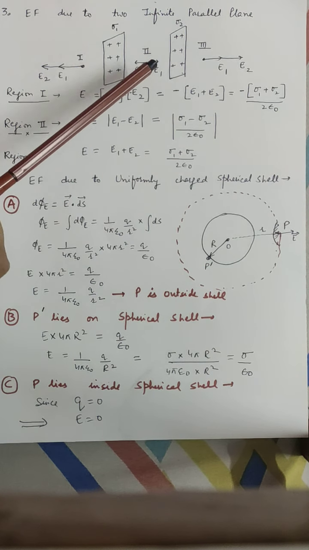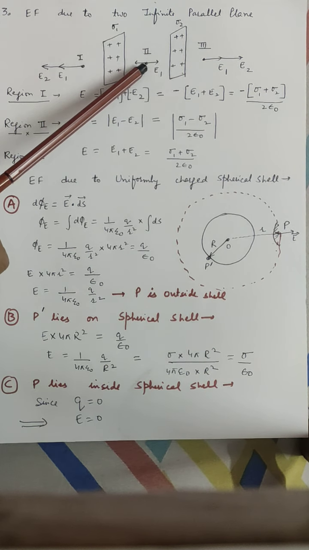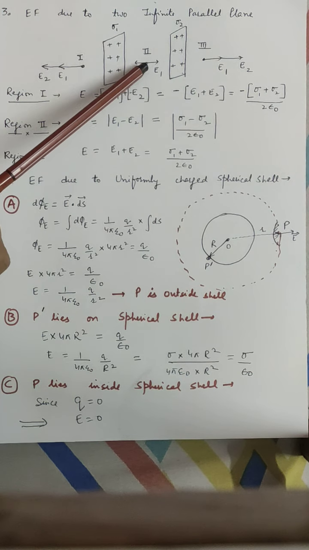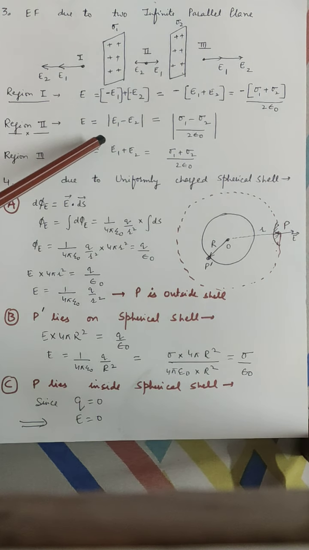Let's talk about the region number 2. For the region number 2, if I am discussing, then the electric field due to first plane sheet will be in this direction, because positive is going to repel. Due to this sheet it will be in this direction. So the net electric field is modulus of E1 minus E2.